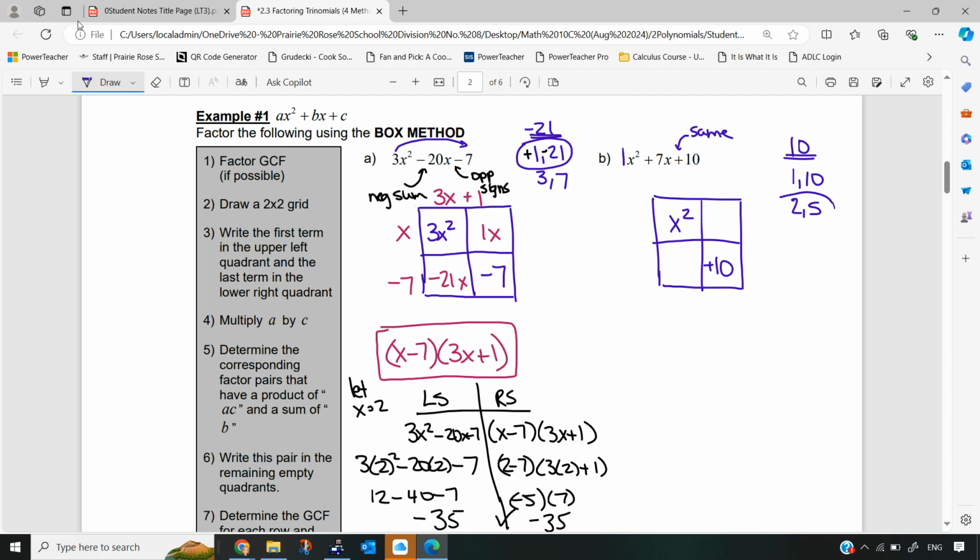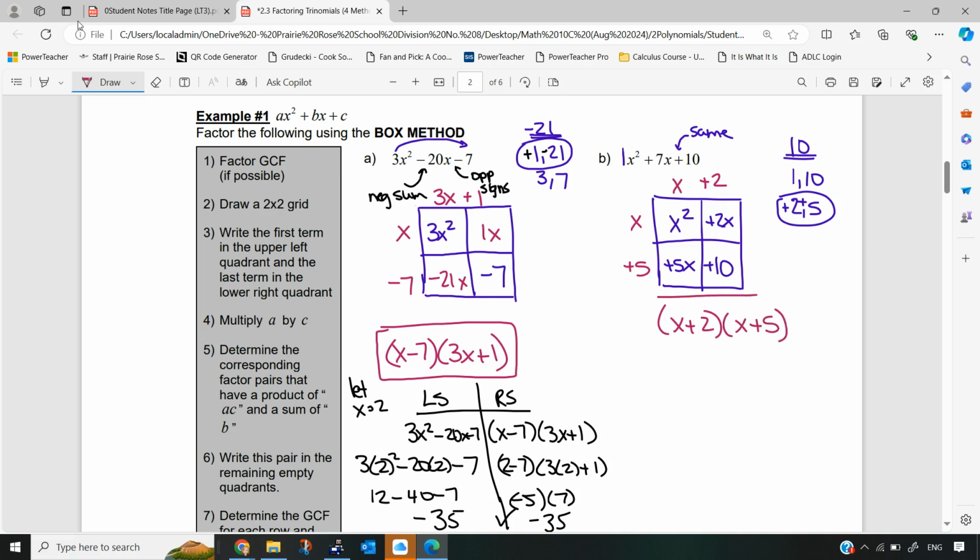That's going to be 5 and 2. And they're both going to be positive. So I can write positive 2x and positive 5x. Next step is then to look for a GCF in each row and column. So x squared and 2x has a GCF of x. 5 and 10 has a GCF of positive 5. Looking at my columns, x squared and x has a GCF of x, and 2x and 10 has a GCF of positive 2. So my factors are going to be x plus 2 and x plus 5.